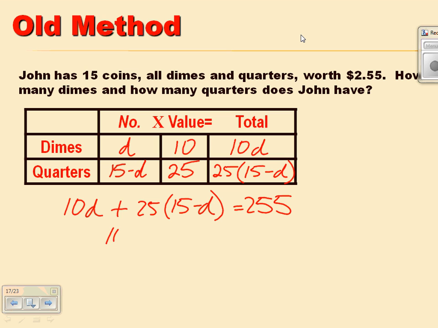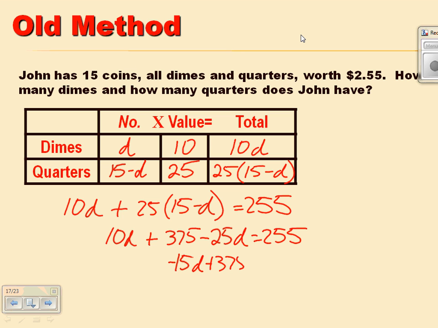I then get 10D plus 375 minus 25D equals 255. If I simplify this further, I get negative 15D plus 375 equals 255. I then subtract 375 from both sides. I then get negative 15D equals negative 120.